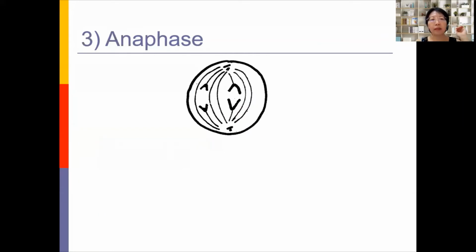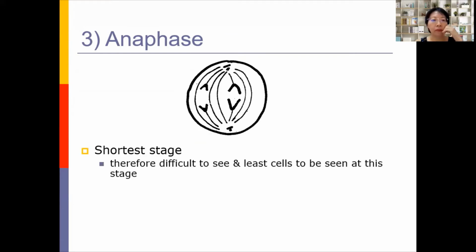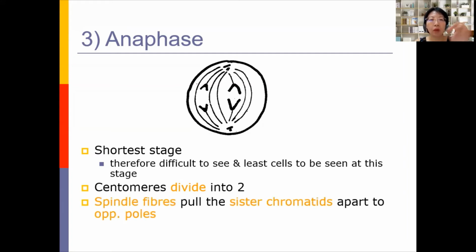Now, anaphase. Ana stands for apart, so the sister chromatids will separate apart. Anaphase is the shortest phase, so it's quite difficult to see, and the fewest cells are seen undergoing this stage. Step number 1 during anaphase is that the centromere must divide into two, because the centromere is the region where the sister chromatids attach to each other.